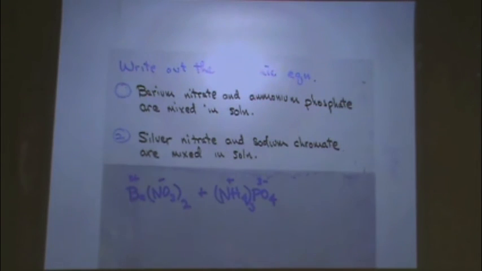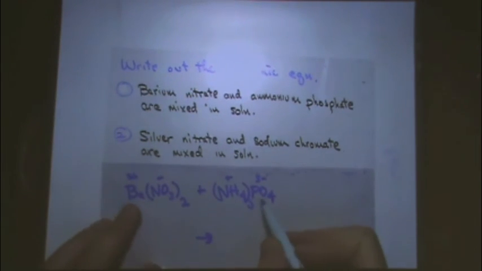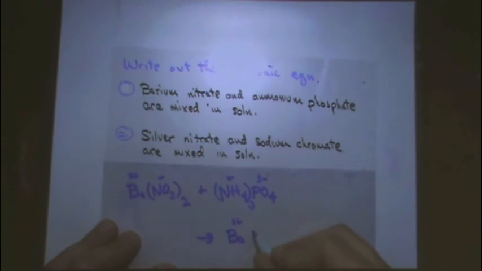A double replacement. So double replacement means the barium will go with the phosphate and the ammonium will go with the nitrate. So the barium, 2 plus, will go with the phosphate, 3 minus. So how do I balance the charges here? How many bariums do I need? 3, and phosphates? 2. Basically if you switch the charges, that gives you a +6 for barium, 3 times 2, and a -6 for phosphate, 2 times -3.